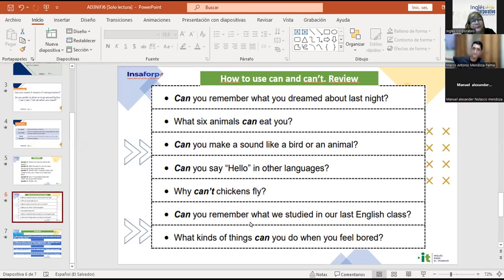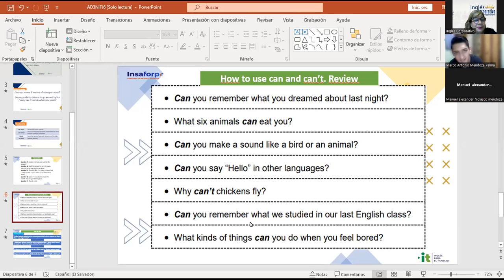Are you ready? Casi, teacher, casi. Almost. ¿Cuál te falta, Manuel? Ya estuvieron todas, solo esa estaba pendiente. Sí. Okay. Casi, teacher. When you say casi, it's almost.